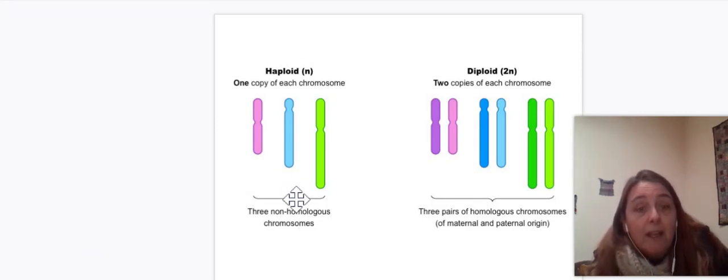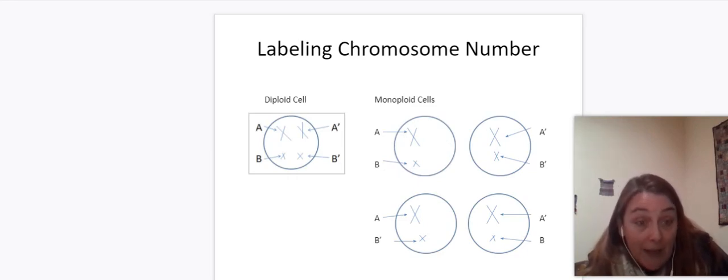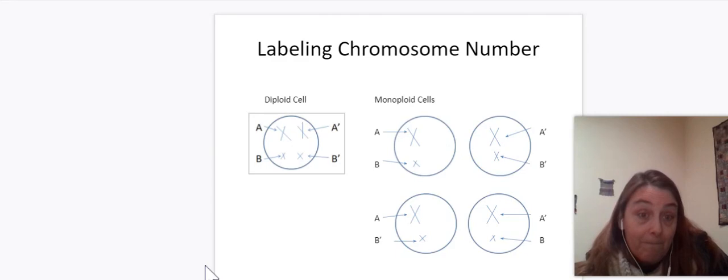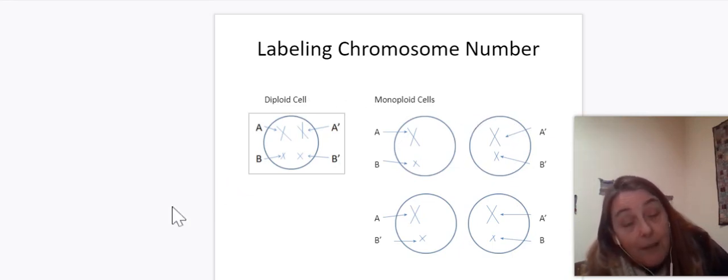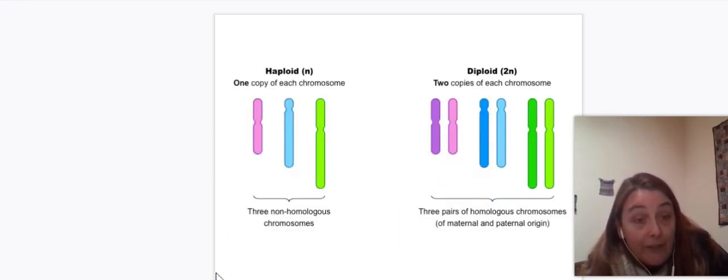Well, if we go back and look at this slide, we will see the special cells that have 1/2 of each pair are sex cells. So imagine a sperm from a fruit fly has an A and a B. And an egg from a fruit fly has an A prime and a B prime. When they fuse, they're going to make a diploid cell, a baby, with the normal body number of chromosomes in a body cell. These are sex cells, okay? And so any sex cells are going to have 1/2 of each pair, and the body cells are going to have 2/2 of each pair.